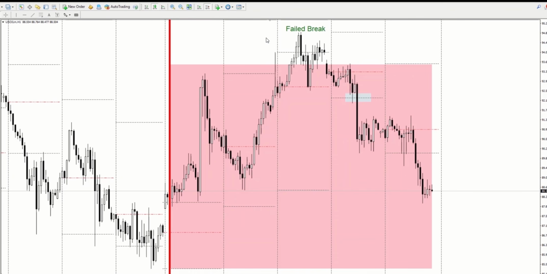And the most important part is, where is this happening? It's happening at the high of the previous week. So once we got this, we know now that we are in a failed break. So the opportunity we'll be looking for the following day is actually a sell high opportunity.